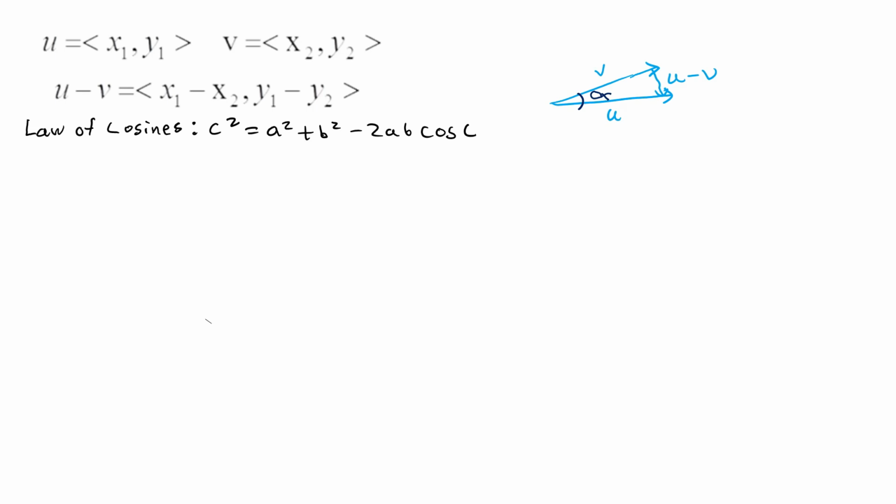But anyway, let us now substitute this in terms of our vectors. So we can say here that, let's first say C equals the magnitude of u minus v. I just told you that.